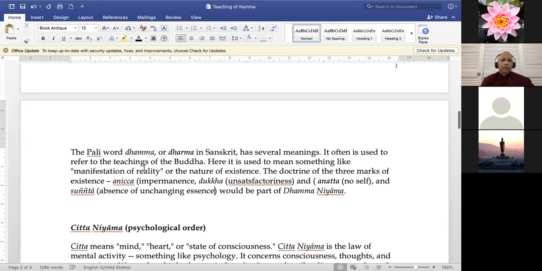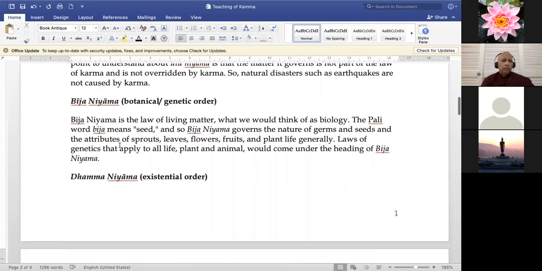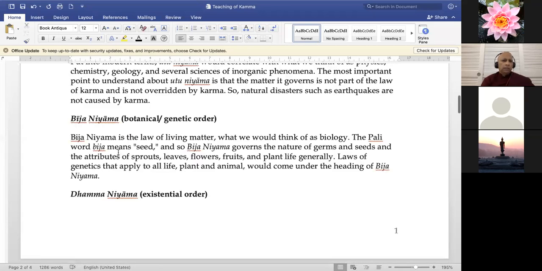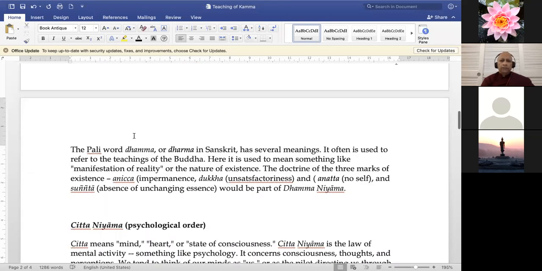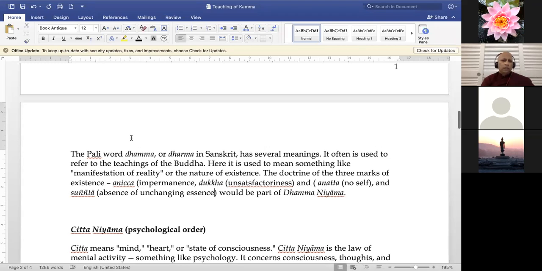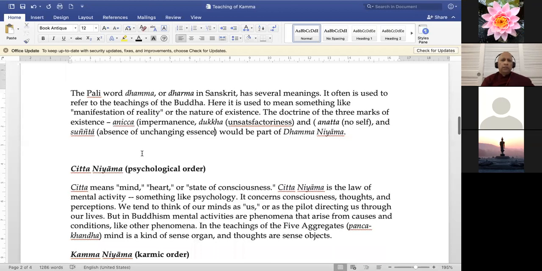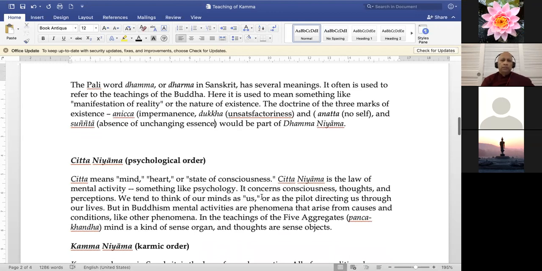Okay, the next one is Chitta Niyama. By the way, the first three, Utu Niyama, Bija Niyama and Dhamma Niyama, are external orders. The last two are internal orders, because Chitta Niyama is a psychological order. Chitta means mind, heart, or state of consciousness. Chitta Niyama is the law of mental activity, something like psychology. It concerns consciousness, thoughts, and perceptions.